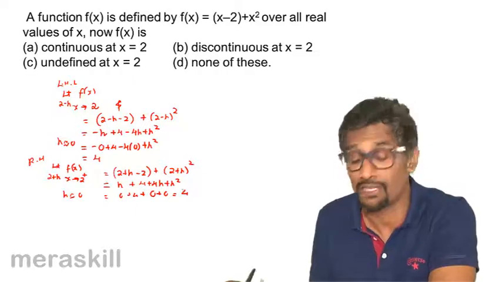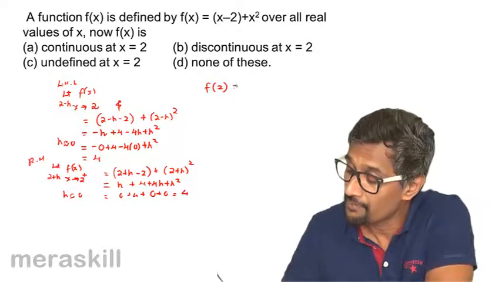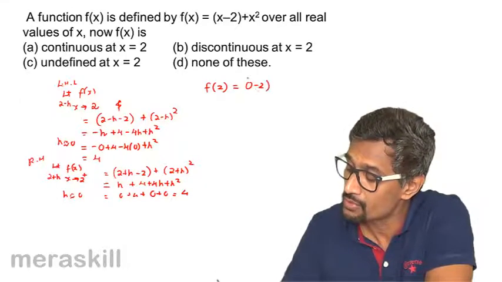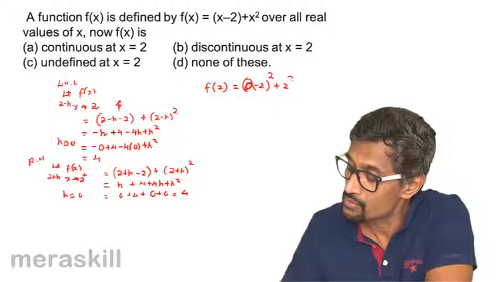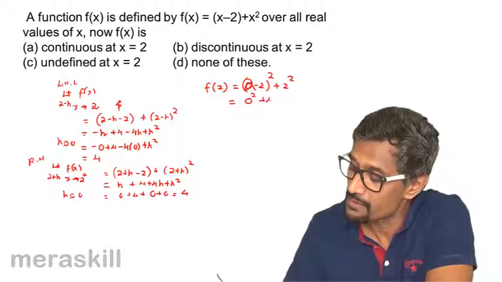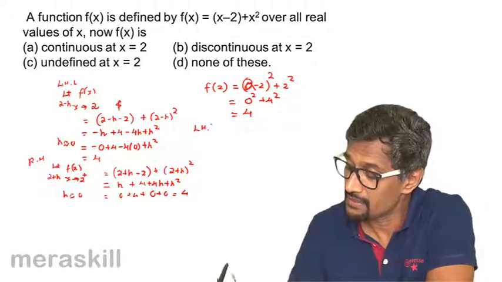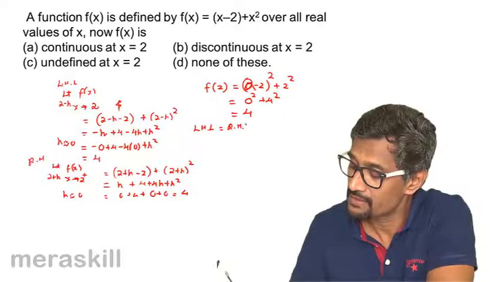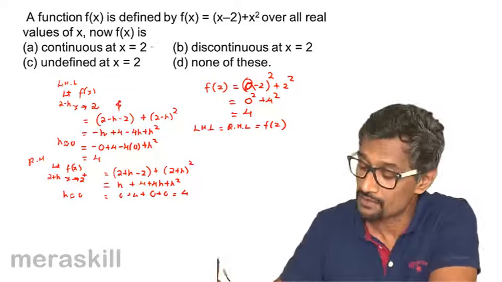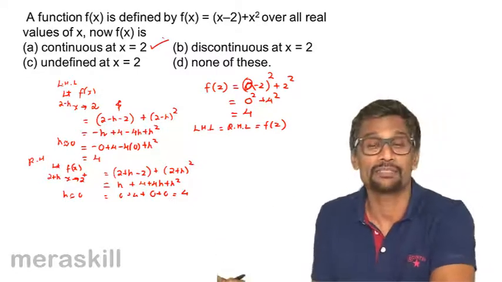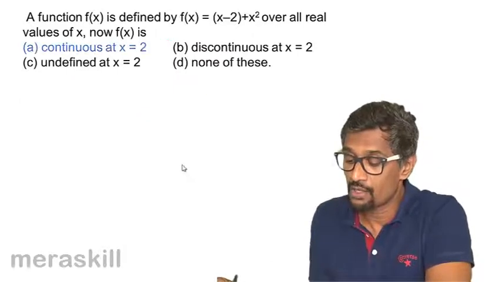So the left-hand limit and right-hand limit are equal. Now, let's see what f of 2 itself is. F of 2 would be 2 minus 2 the whole square plus 2 squared, which will turn out to be 0 squared plus 4 squared, sorry, 0 plus 4, which is 4. So you see that the left hand limit, right hand limit, and f of 2 are equal, which means that the function is continuous at x equal to 2. And hence, that would be our right option.